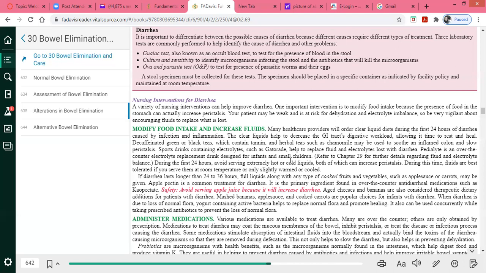And decreased peristalsis will contribute to constipation because that movement is slowing. And we need movement to help everything pass.